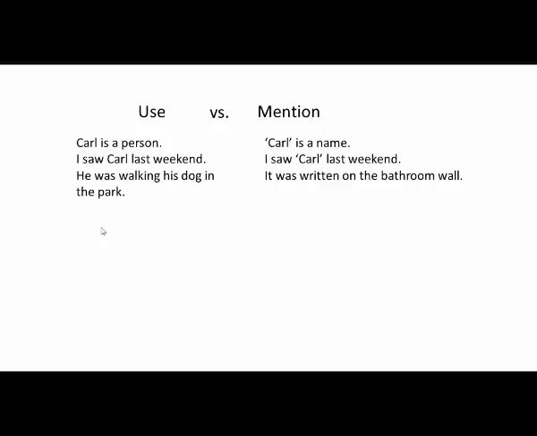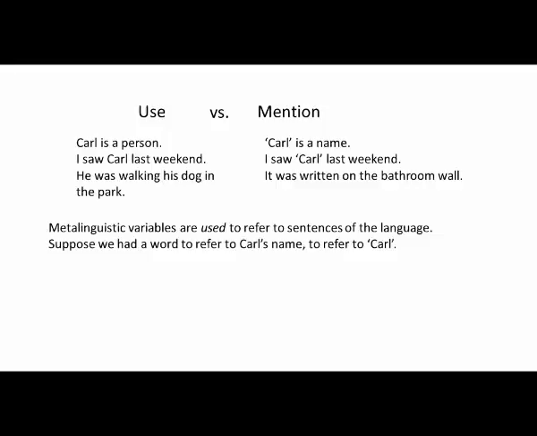When I use the word Carl, it refers to a person. But when I mention the word Carl, I'm talking about the actual word. So now we have this distinction between use and mention. Metalinguistic variables are actually used to refer to sentences of the language, not mentioned. And so it's metalinguistic because it's a linguistic expression that is used to refer to other linguistic expressions. So suppose we had a word to refer to Carl's name, to 'Carl' in quotes. We could call it Andy or something like that.